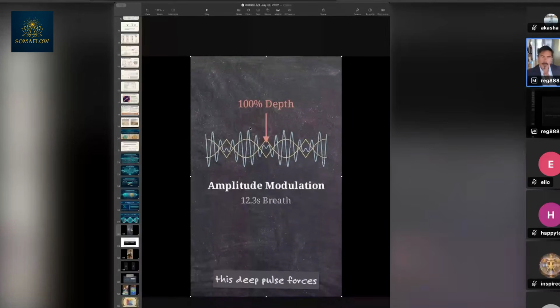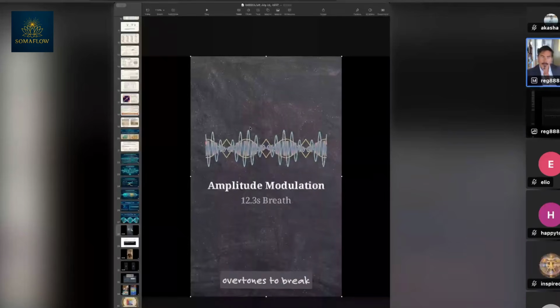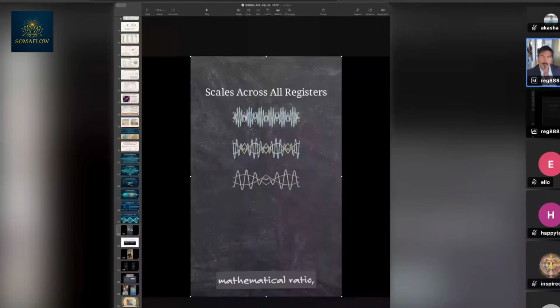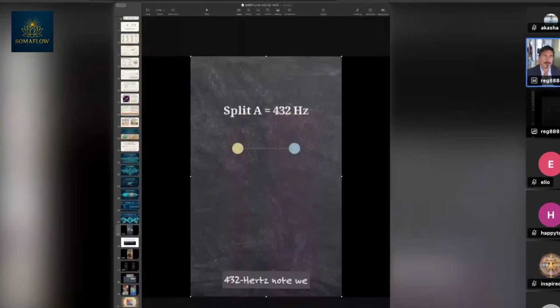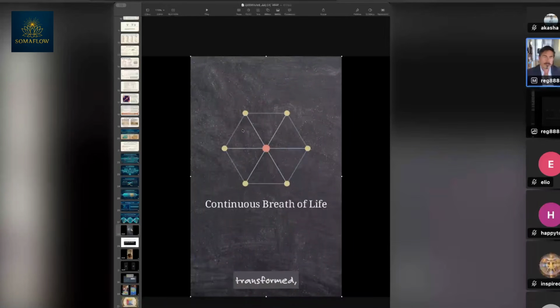Instead, this deep pulse forces the sound's hidden overtones to break apart and become individually audible. Since this separation is a precise mathematical ratio, the pulse scales perfectly across all notes. It remains completely consonant and uniform in every single musical key. So what exactly happens to that split 432 Hz note we looked at from the very beginning? That ancient, frustrating mathematical error is completely transformed, leaving you with a slow, shimmering, and perfectly continuous breath of life.